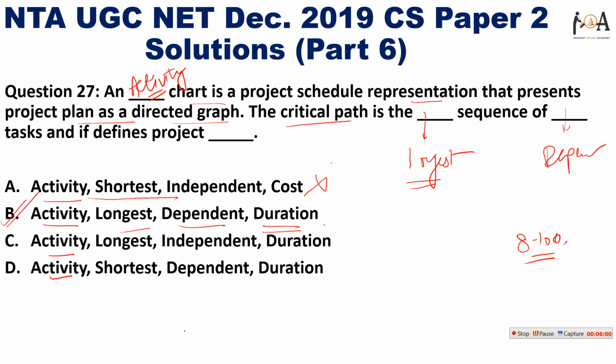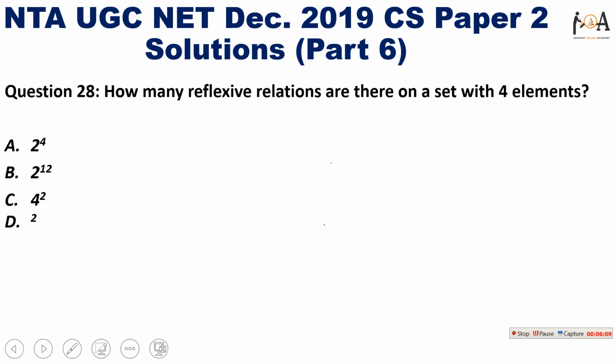It is a direct theoretical question from software engineering, so we just need to read the software engineering subject in detail, right? The next question here is: how many reflexive relations are there on a set with four elements?